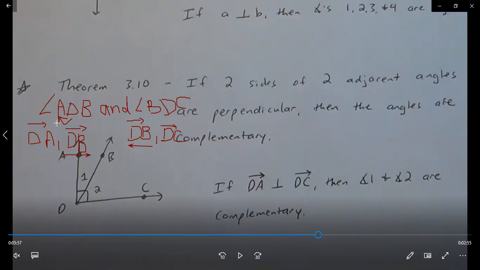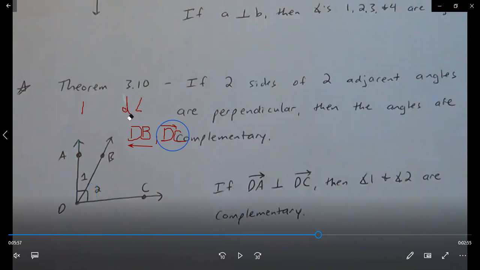So we can see that we have DA and DC. Look at the position of DA and DC. DA and DC are perpendicular. They form a right angle. Then the angles are complementary. And we said the word complementary means their sum equals 90 degrees.